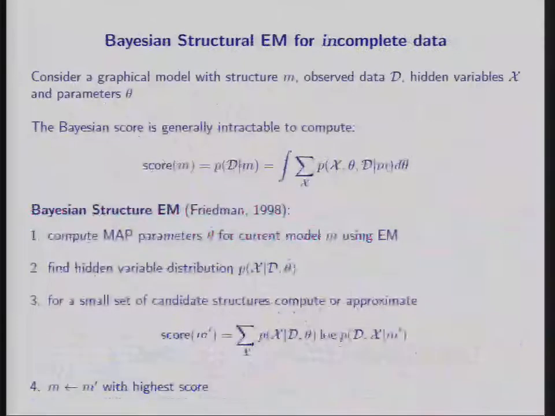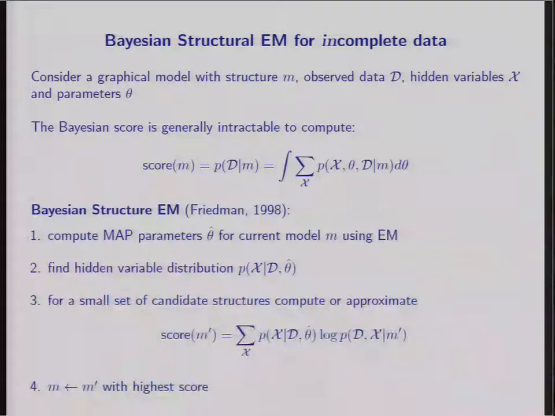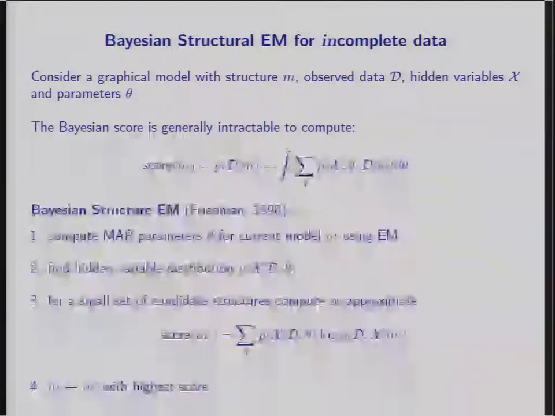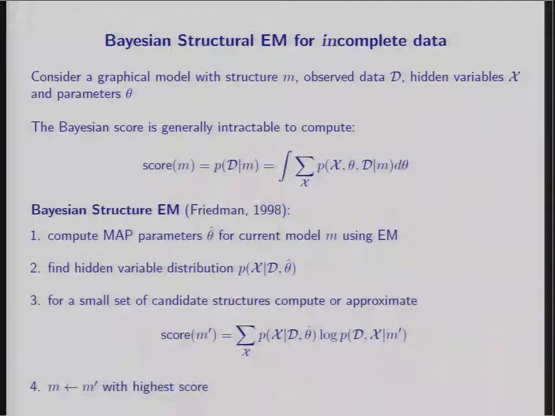Okay. So now let's complete this structure learning square by talking about structure learning when you have hidden variables or missing variables. So now what we want is to compute our score as before, which is the marginal likelihood. But the annoying thing is that we need to both integrate over the parameters and sum over the hidden variables.